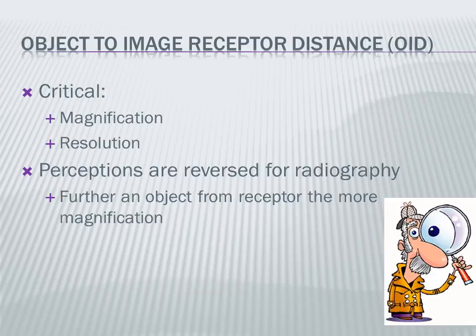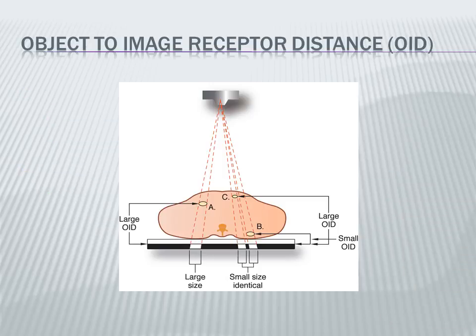OID is critical with magnification and resolution. Perceptions are reversed for radiography. The further an object is from the receptor, the more magnification you have. It's opposite of how we see things; normally it will look smaller the further away it is. This is just showing you the effect of OID on size magnification. So A and B are the same size, but images show up differently. And C is smaller, but the images are identical because of the OID.